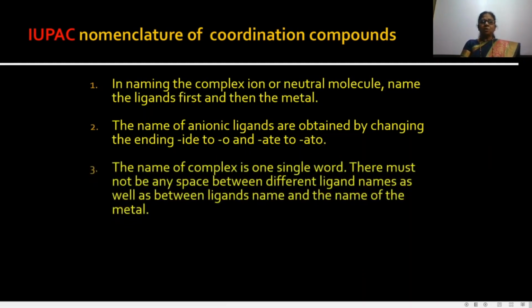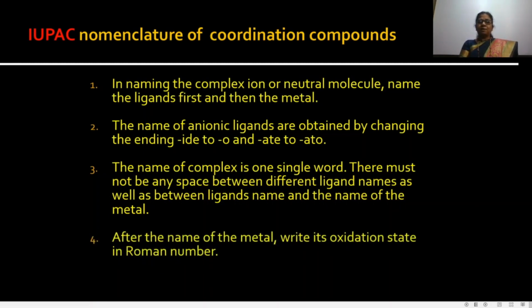Now the third rule is that the name of a complex is one single word. The name of the complex is written in a single word. There must not be any space between different ligand names, as well as between the ligand's name and the name of the metal. That means the whole name is written in a single word.